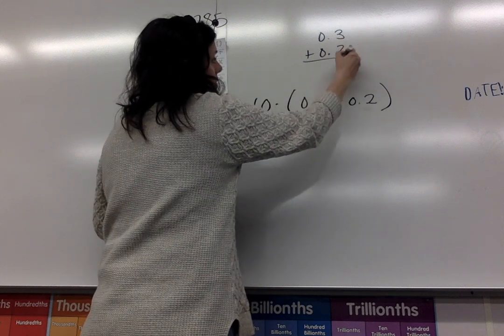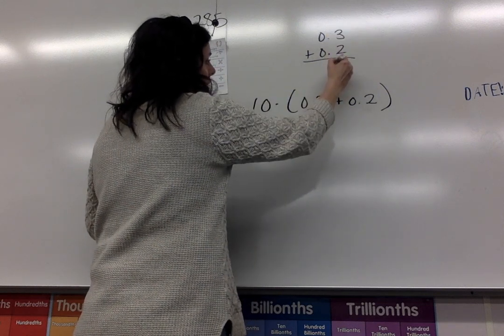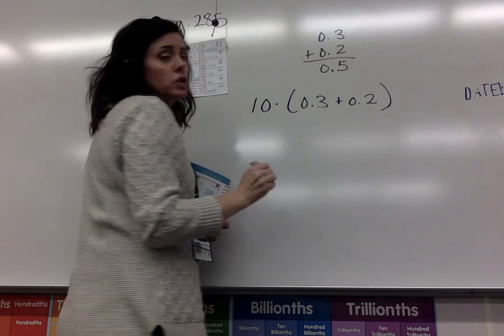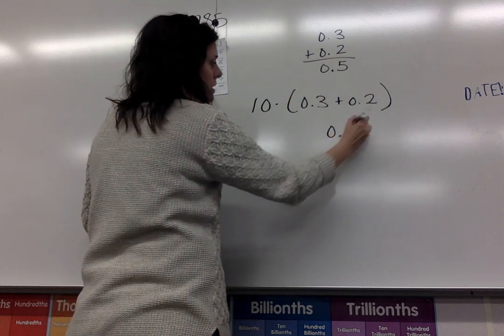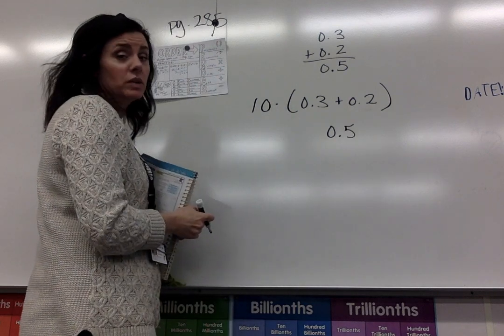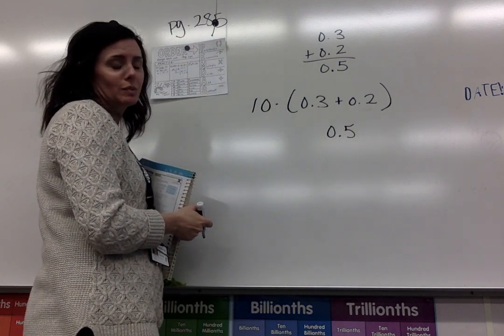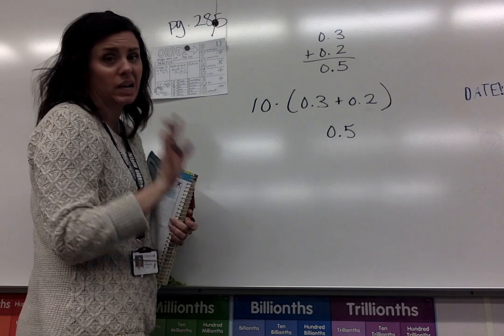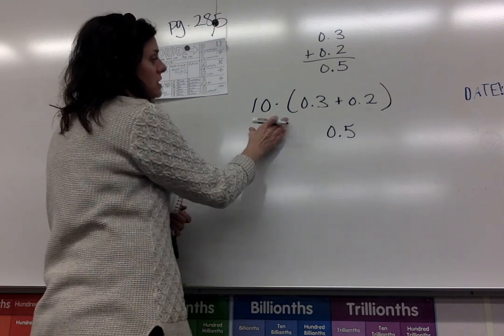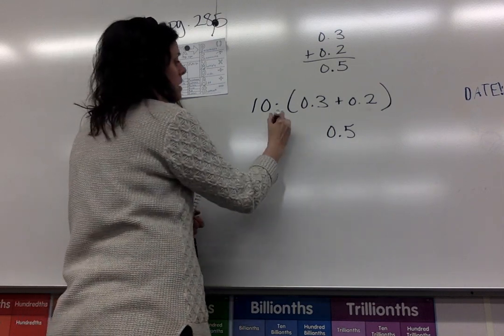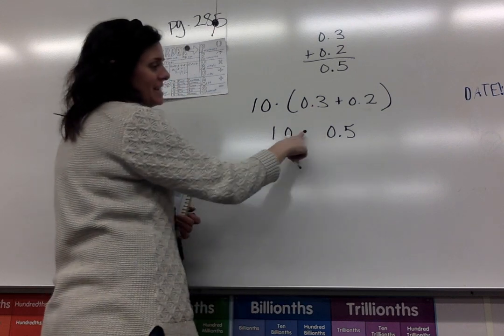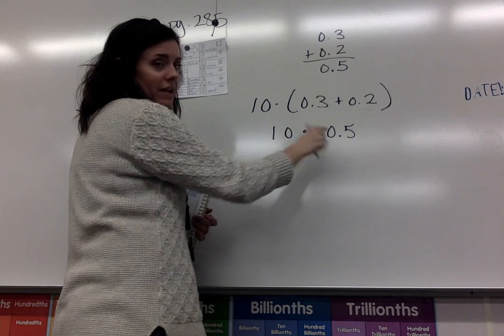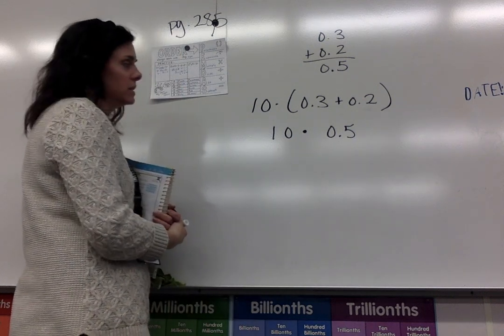3 plus 2 is 5. Bring down my decimal, 0 plus 0 is 0. So 5 tenths is my answer. I'm going to write that right underneath. I don't need to put my parentheses around it anymore. We're set to go. I just need to bring down the rest of my equation that I haven't used yet. And I've got 10 times 5 tenths. 10 times 5 tenths.